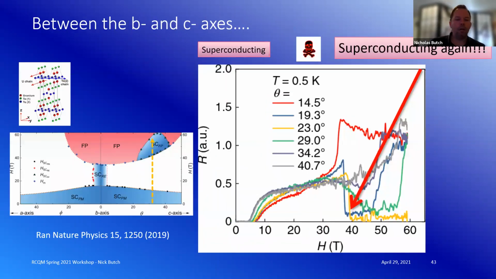Okay, so let's rotate our magnetic field to where this yellow line is, so this direction, and just perform a resistance experiment here for a couple of different angles through here. You'll notice that you've got superconductivity at low field, it goes to the normal state and becomes superconducting again. Okay, so again, that's just the very definition of reentrant superconductivity.